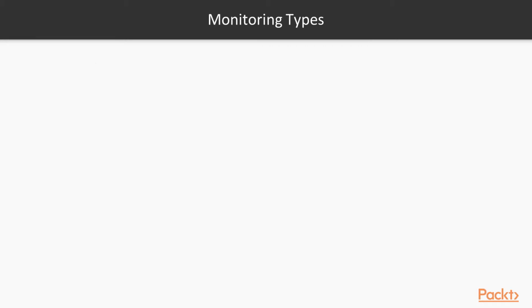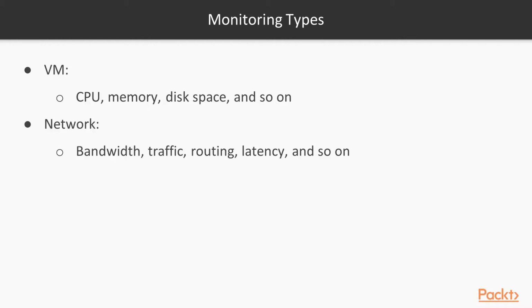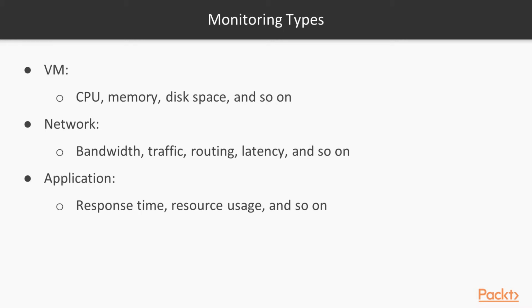What are the types of monitoring? Every remotely important aspect of the application and infrastructure should have monitoring. For VMs, this could be CPU, memory, or disk space. For networking, this could be bandwidth, traffic, routing, and latency. For applications, this could be response time for a call, resource usage, etc.